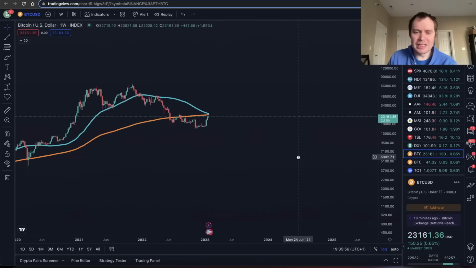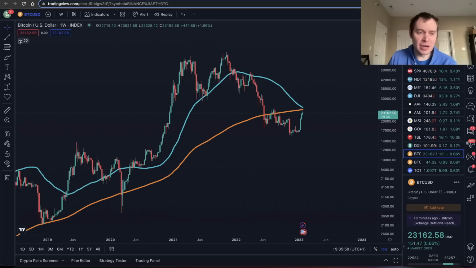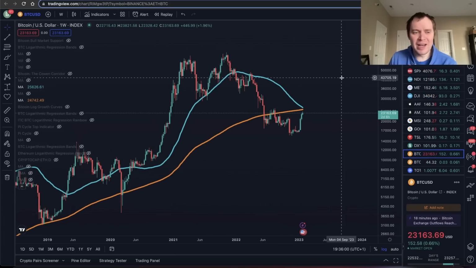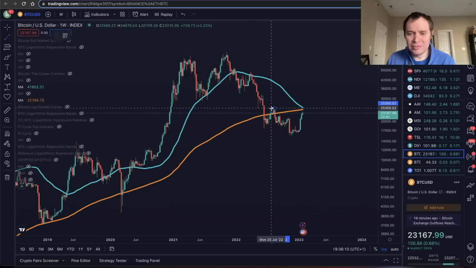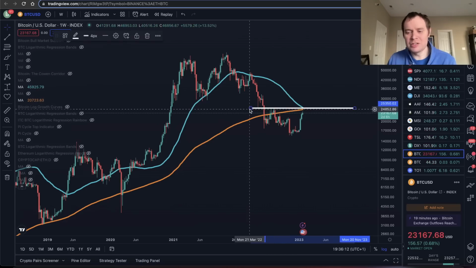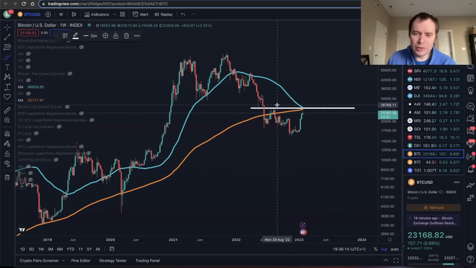So then looking at it today, if you're curious what the numbers are, the 50-week is at 25.6K. The 200-week is at 24.7K. So you can kind of see that they're converging at 25K, right? Which again also corresponds to the local top that Bitcoin had back over here in August of 2022. That's going to be a fairly important line in the sand.